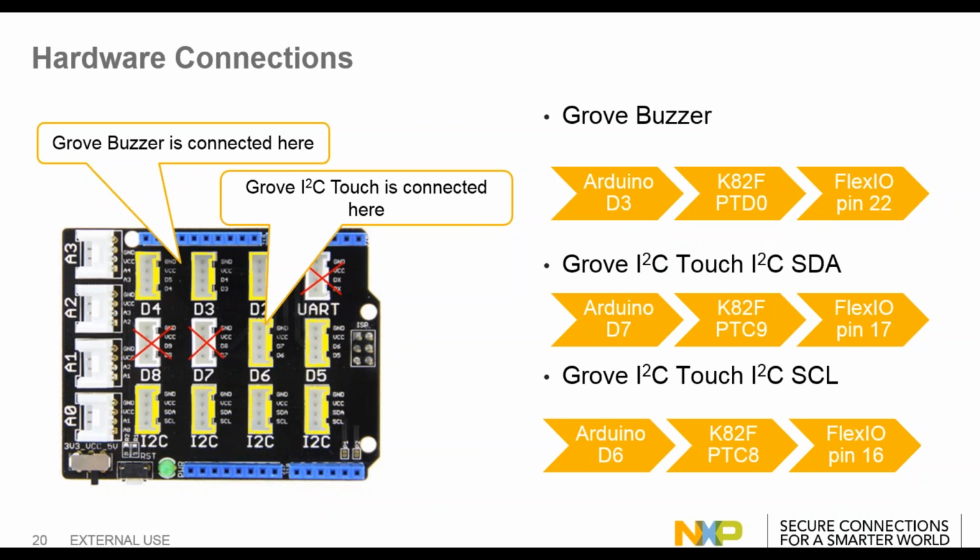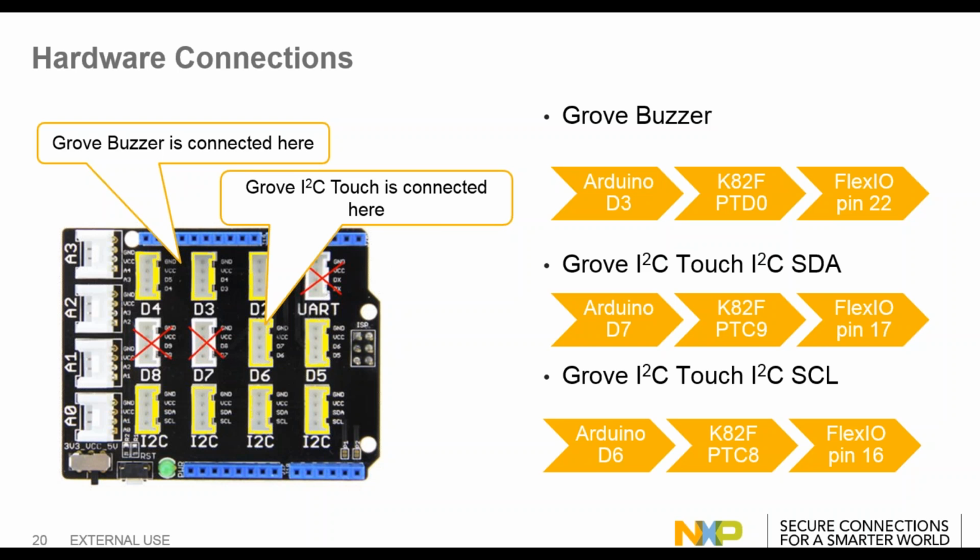Now the I2C touch is connected to different pins. If we look at the connector labeled D6, if you look closely, you can see D6 is connected to Arduino D7, which is connected to PTC9 of the K2F, which is FlexIO pin 17. And this will be the SDA signal, and we have the same translation for the clock. The clock is going to be generated on the Arduino D6 signal, which is connected to K2F PTC8 and FlexIO pin 16.